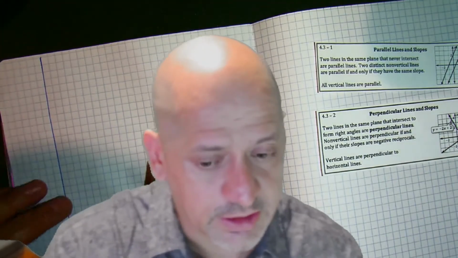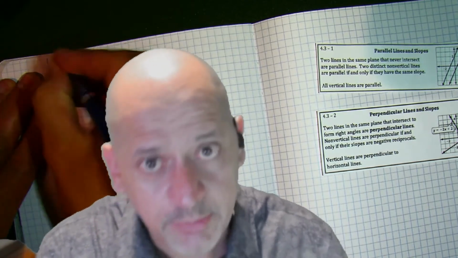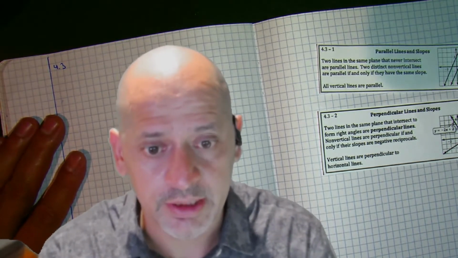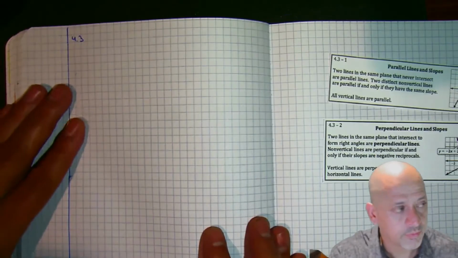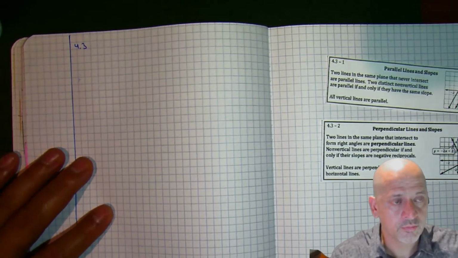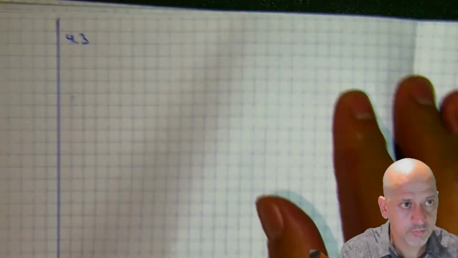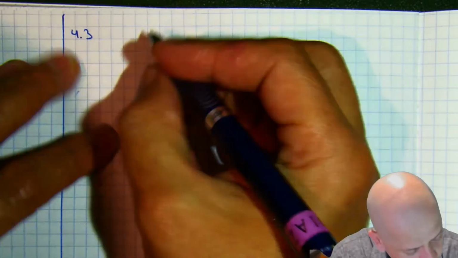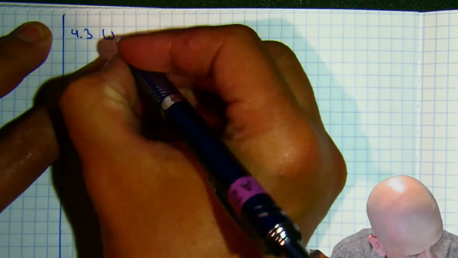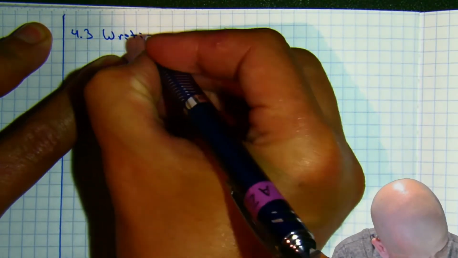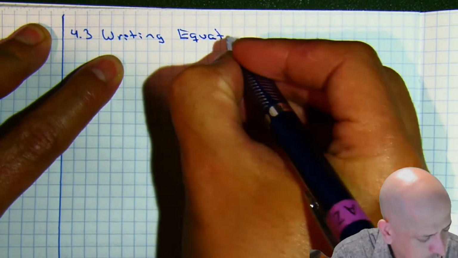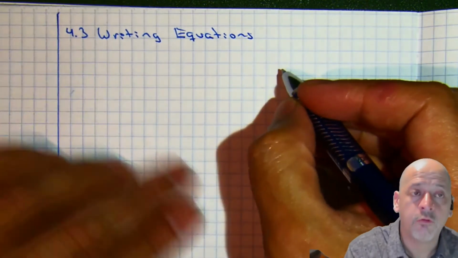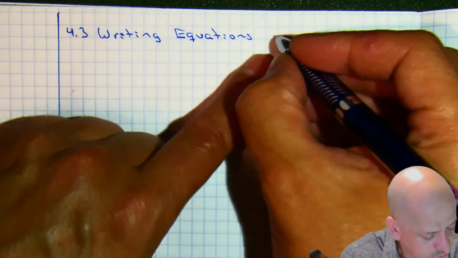The title for today is 4.3, and let me make myself a little smaller. That might help. Writing equations of lines, or writing equations of parallel and perpendicular lines.